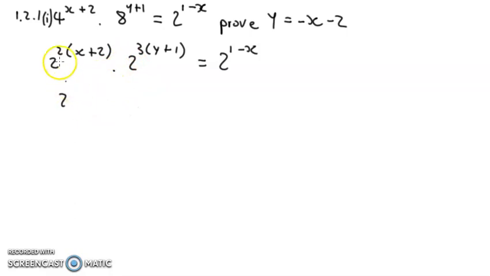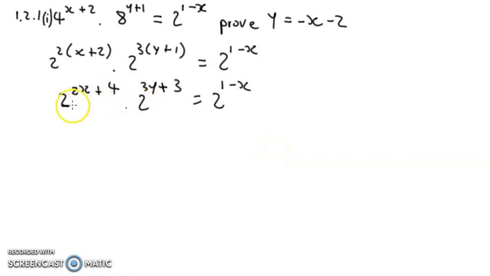So we're going to have 2 to the power, here, 2 to the power 2 multiplied by x is going to be 2x, 2 multiplied by 2 is going to be equal to 4, 3 multiplied by y is 3y, 3 multiplied by 1 is 3, and then we have that expression there.